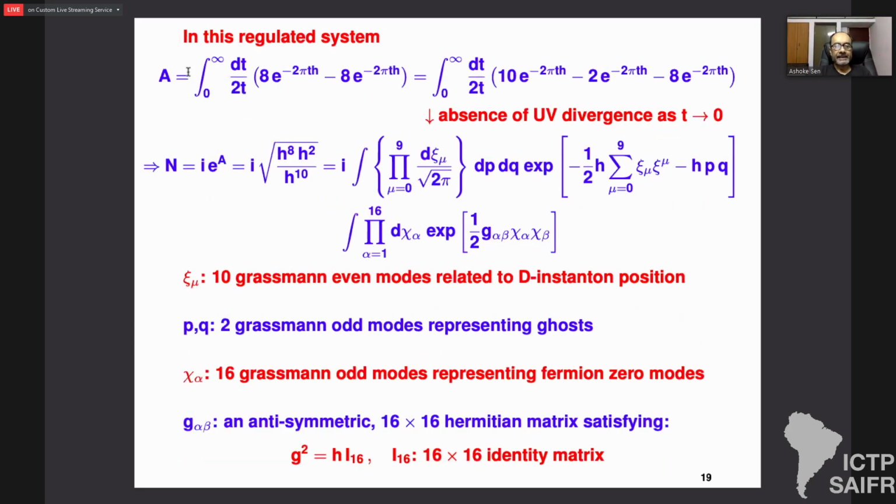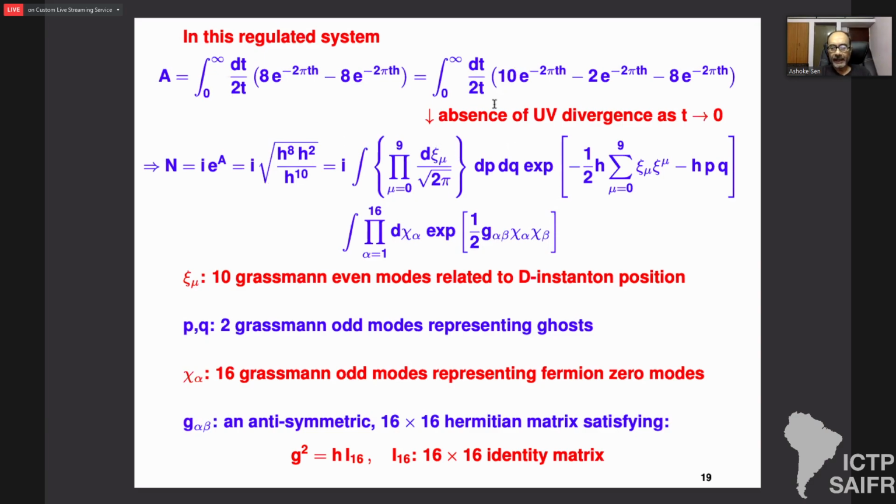So in the regulated system, A is given by this. It's still 0, of course. And now I'm going to do a series of manipulations which look crazy at the beginning, but their meaning will become clear later. So first, I'm going to write this 8 as 10 minus 2, which is an identity. Then I'm going to do these integrals over t. This gives logarithmic terms, and because you are exponentiating, you get the ratios.